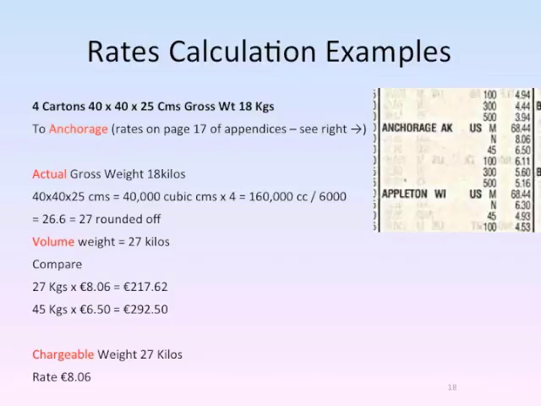So we're going to compare 27 kilos multiplied by €8.06, and that gives us €217.62. And we're going to check the next break point, which is at 45 kilo. So we multiply 45 kilos by €6.50, and that gives us €292.50. So we can see that this is a more expensive option. So for our customer, we are going to work on the chargeable weight of 27 kilos and charge a rate of €8.06.